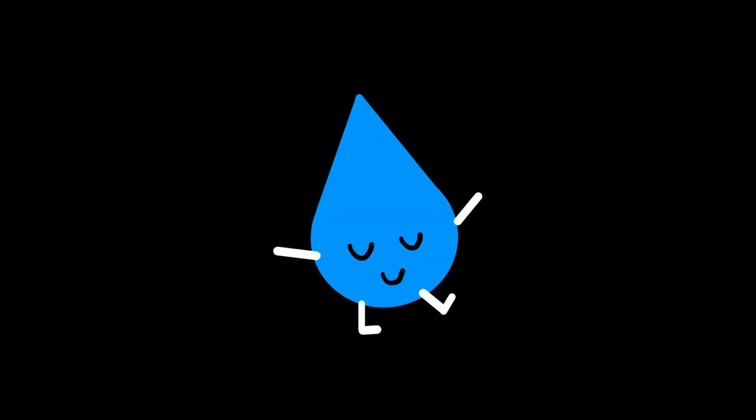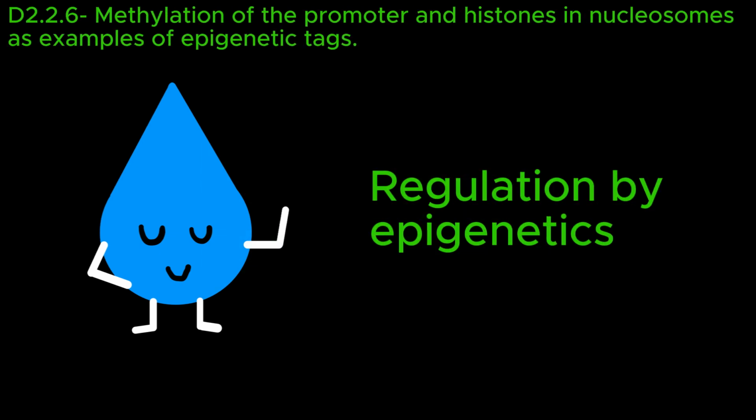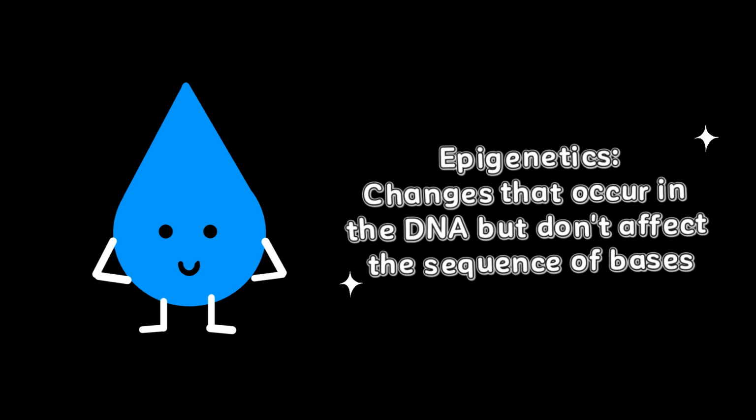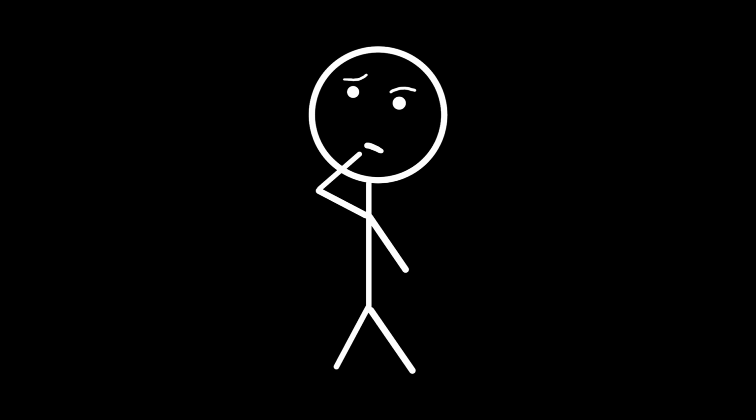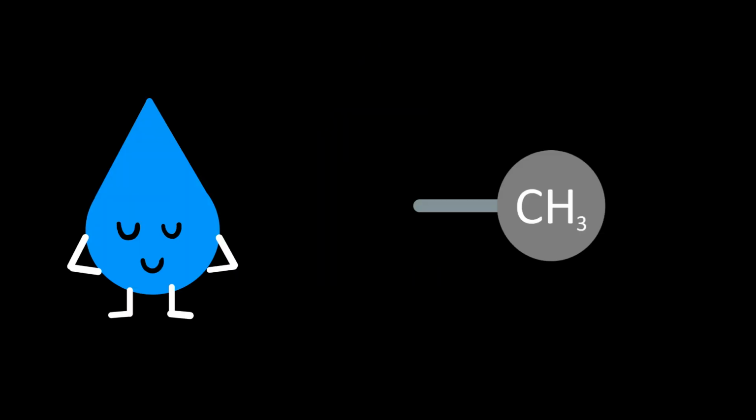Interesting. The last method of gene regulation I'll be explaining has to do with epigenetics. What? This is about changes that occur in the DNA but don't affect the sequence of bases. How's that possible? This can occur through methylation, meaning adding a methyl group.